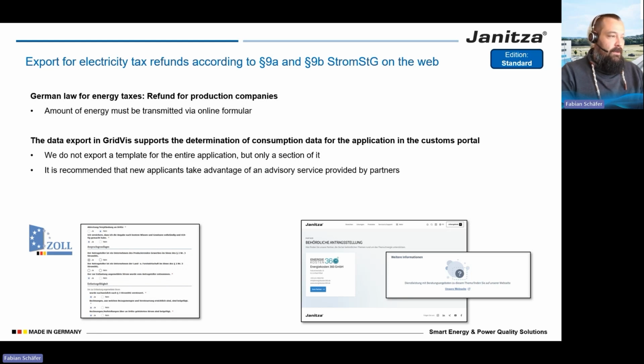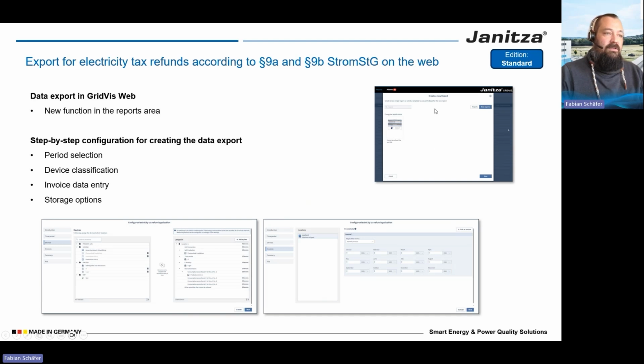and this is the part the GridVis takes over. So in the GridVis, we have in the reports a new functionality where you can switch over to data exports, and where you can choose a data export for this energy tax application. And in this energy tax application, there's some step-by-step configuration of this data export.